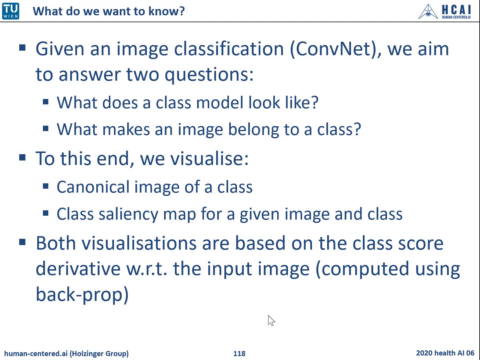So what do we want to know? Given an image classification, we aim to answer two questions. What does a class model look like and what makes an image belong to a class? To this end, we visualize canonical images of a class and a class saliency map for a given image and class. Both visualizations are based on the class score derivative with regard to the input image. This is computed using the famous backpropagation.